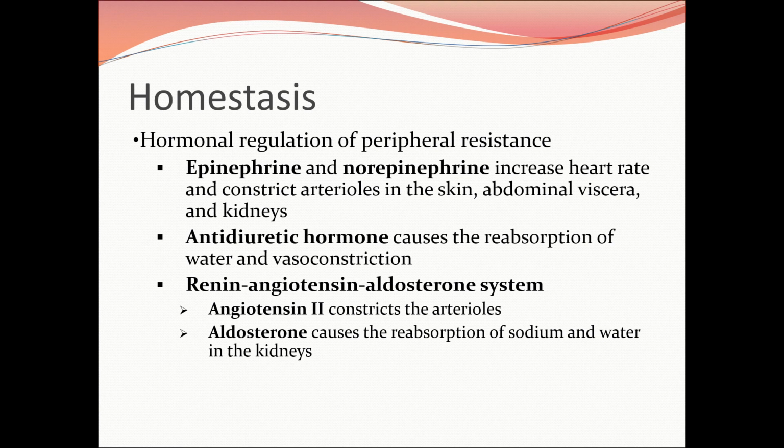Hormonal regulation of peripheral resistance comes from several sources. First, epinephrine and norepinephrine increase heart rate and constrict arterioles in the skin, abdominal viscera, and kidneys. Antidiuretic hormone causes the reabsorption of water and vasoconstriction. The renin-angiotensin-aldosterone system features angiotensin II, which constricts the arterioles, and aldosterone causes the reabsorption of sodium and water in the kidneys.